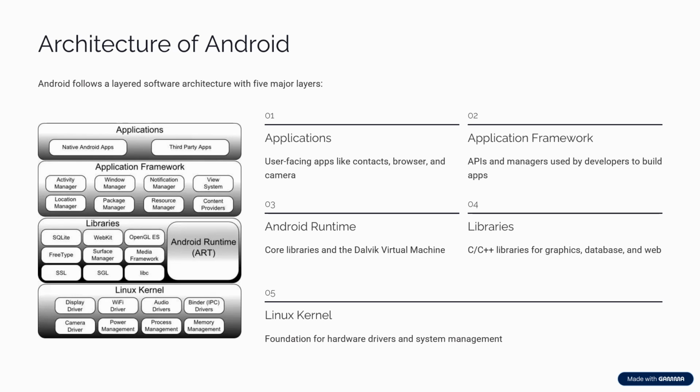Applications is the top layer of the Android architecture. It contains applications used by the user such as phone, contacts, email, browser, SMS, camera, calendar, music player. Third-party applications installed by users also operate at this level.